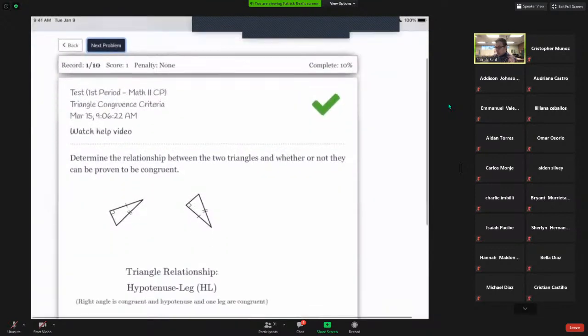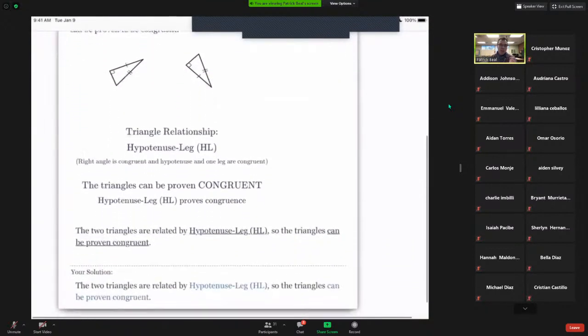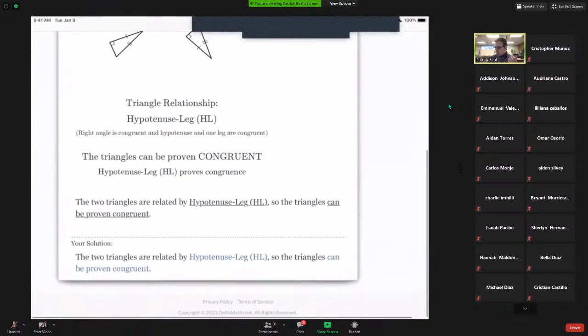So basically every single example is going to require two drop downs. How are the triangles related? Or basically, which shortcut is this? And does that shortcut prove that the triangles are congruent?